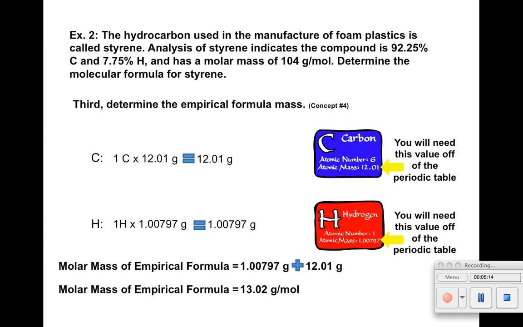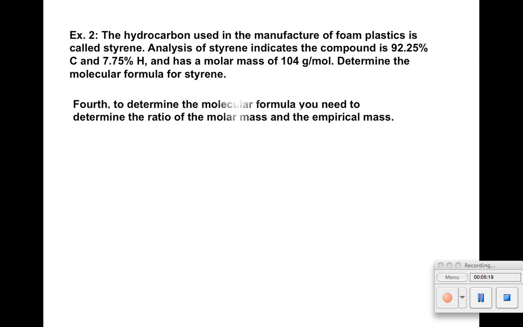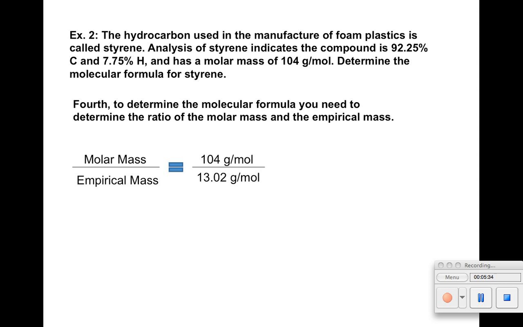Now what we're going to do is determine the ratio of the molecular formula mass and the empirical formula mass. So we're going to look at the molar mass and the empirical mass, and we're going to divide the molar mass by the empirical mass. So what does that look like? Our molar mass based on the problem is 104 grams per mole. Our empirical mass that we just determined was 13.02 grams per mole.